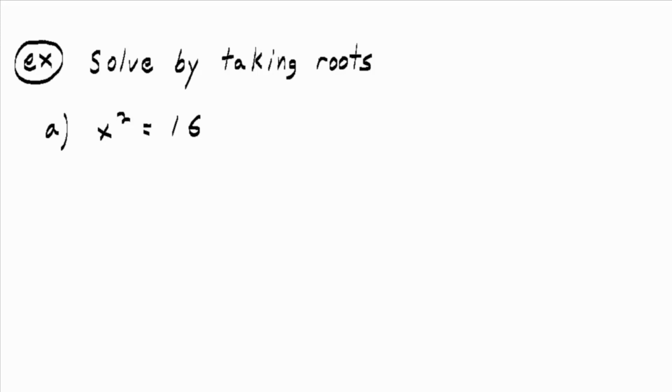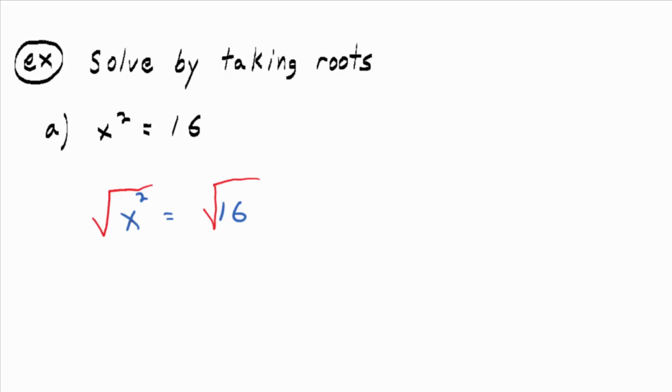So in part A, we have x squared equals 16. You guys know how to solve this. What do you do to both sides to get x? Take the square root. Now, there's an additional step here when we take the square root of both sides.